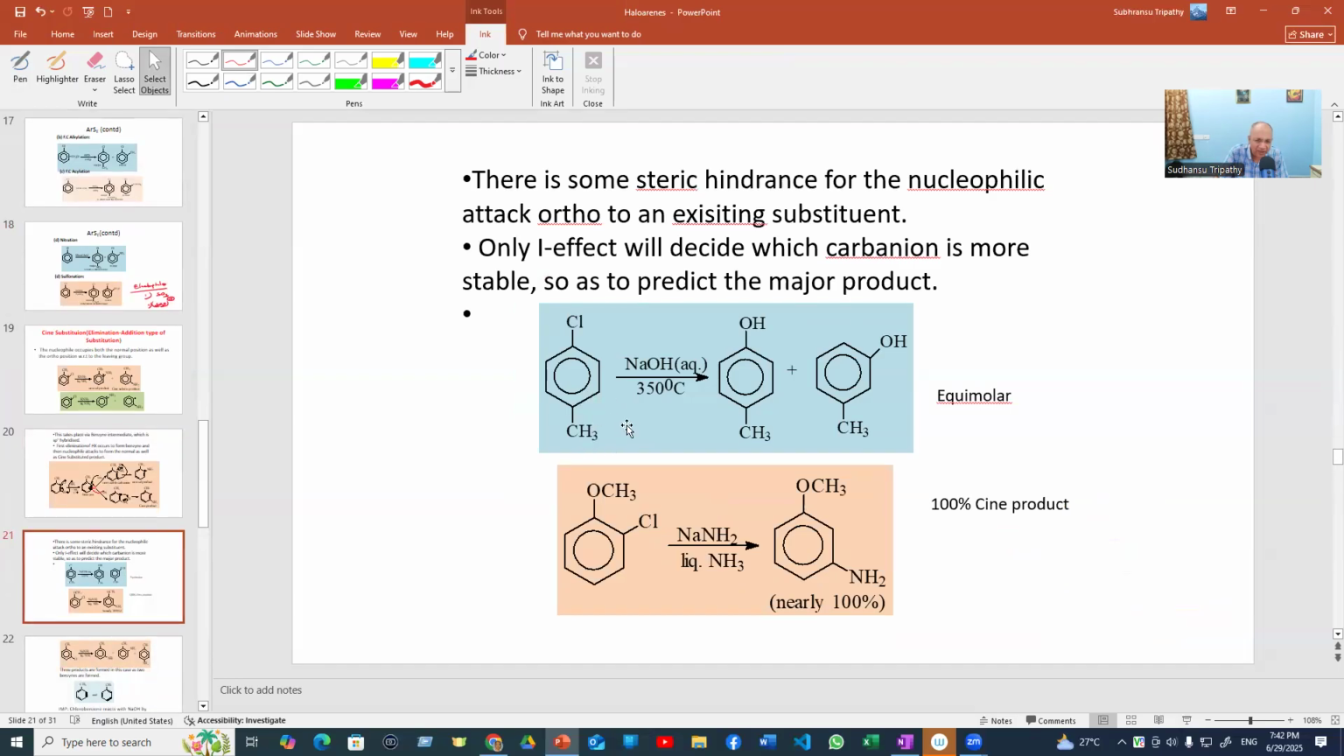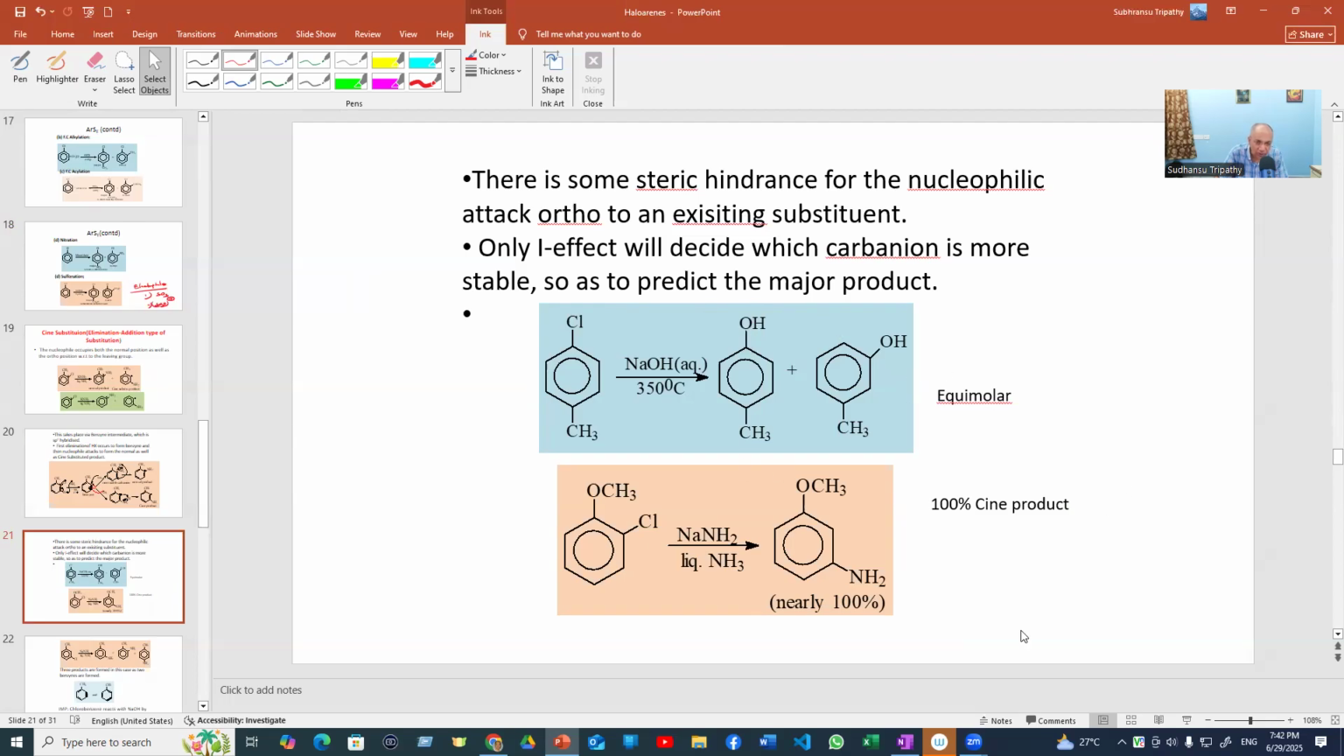See, it is para-chlorotoluene. Here is the host group, and this will leave, forming a benzyne. So only one benzyne will be formed here, and you get two products. One is the normal product, the no-sign product.